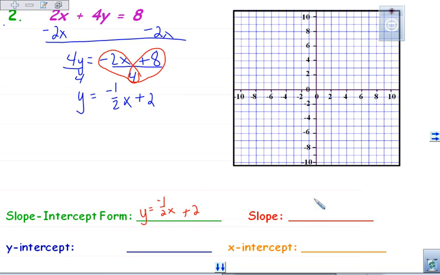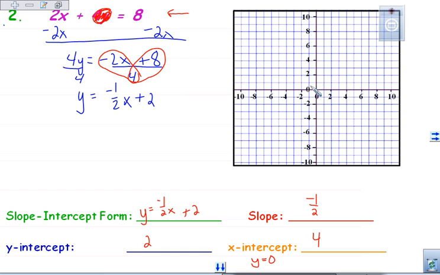So our slope is negative 1 half, and our y-intercept is 2. To find our x-intercept, we're going to plug in 0 for y. Or we could just look up at our formula up here in standard form. If I'm going to plug 0 in for y, that means this is going to be a 0. 4 times 0 is 0. So 2 times what is 8? So I'm thinking of covering this up because it's a 0. So 2 times 4 is 8. So our x-intercept is 4.